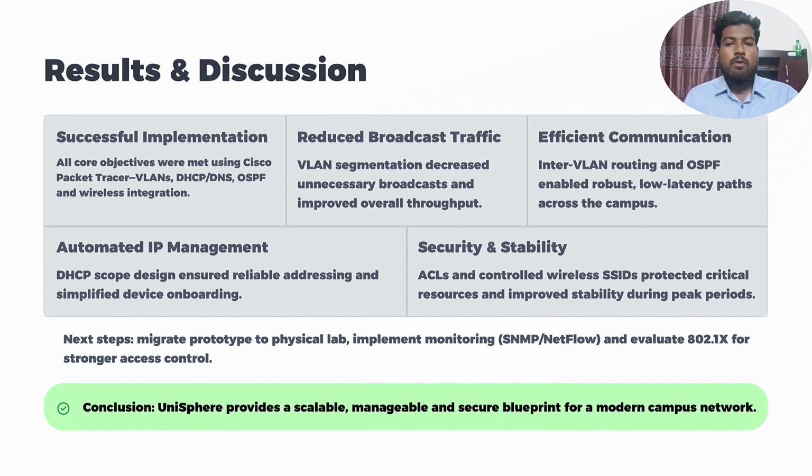The project achieved all of the primary objectives successfully. VLAN implementation reduced unnecessary broadcast traffic. DHCP simplified IP address management. OSPF provided efficient and dynamic routing. Wireless networking improved accessibility and mobility. ACLs enhanced network security by controlling traffic flow. Overall, the network performed efficiently and demonstrated the effectiveness of modern campus networking technologies.